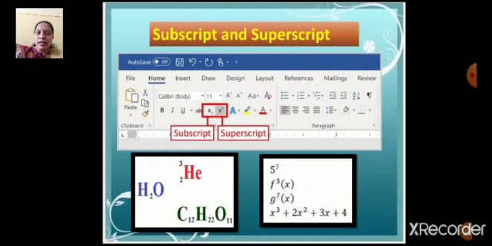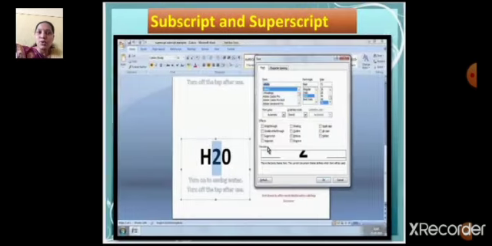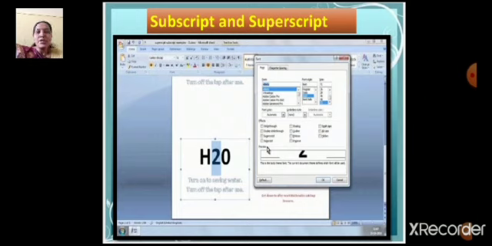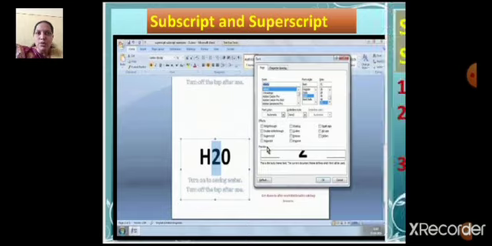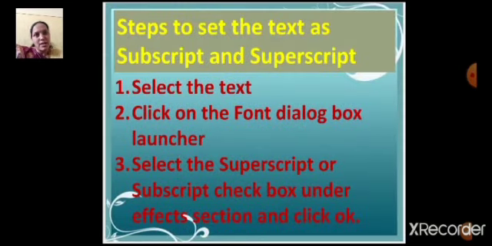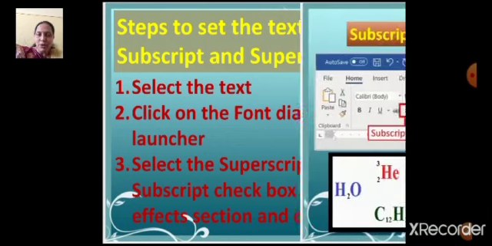Here you can look at the picture which shows you how and where the subscript and superscript option is used and how the text will look. We can do that by using the font dialog box launcher. There you have superscript and subscript checkbox. Select the text. Click on the font dialog box launcher. You get the font dialog box. There you have to choose the checkbox to select or deselect both superscript and subscript option.